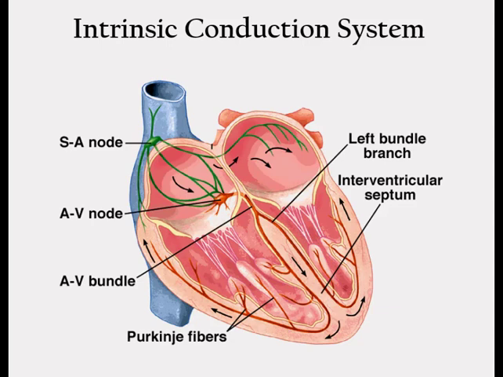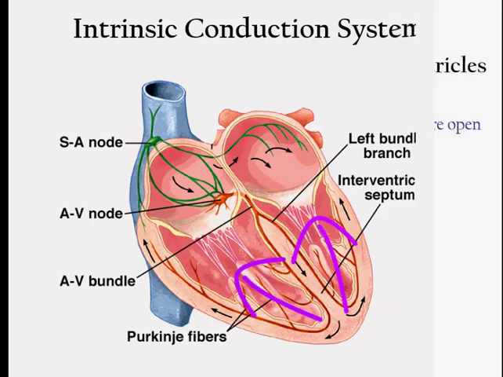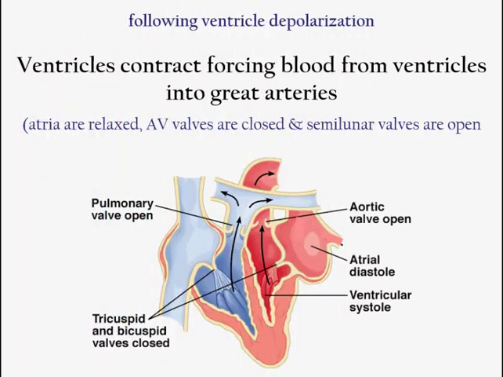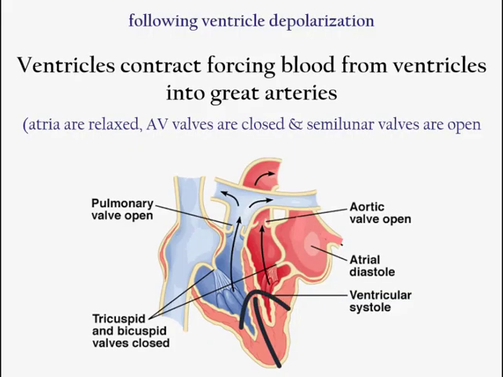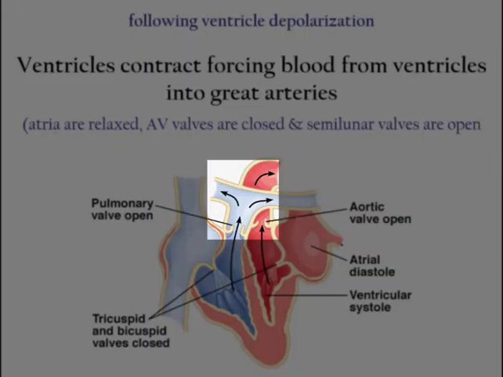The depolarization in the ventricles sweeps through the ventricle walls from the apex towards the atria. This depolarization is followed by the contraction of the ventricles, starting at the apex and pushing blood superior into the great vessels. That is, out the pulmonary trunk to the lungs and out the aorta to the body.